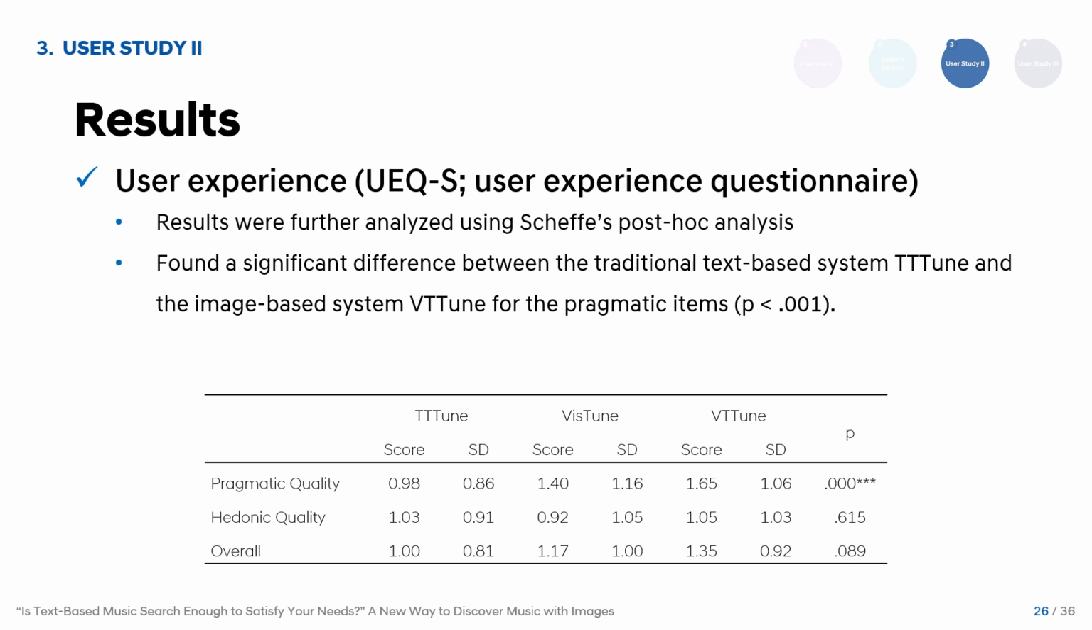ANOVA results showed no significant difference in overall user experience or non-text related aspects across the 3 systems. However, there was a significant difference in pragmatic quality items related to task-oriented aspects. Post-hoc analysis revealed a significant difference between TTTune and VTTune in pragmatic items. This outcome indicates a difference in user experience in performing tasks between TTTune and VTTune.